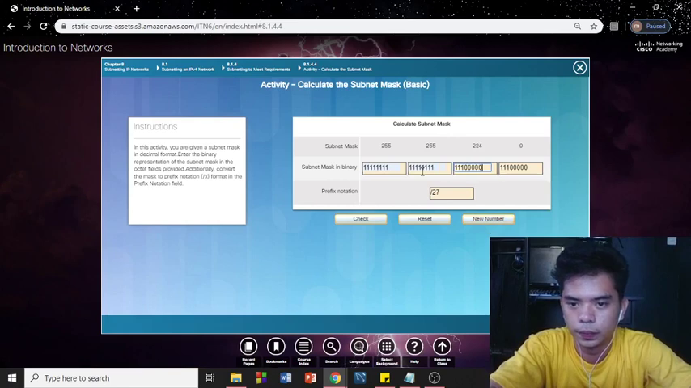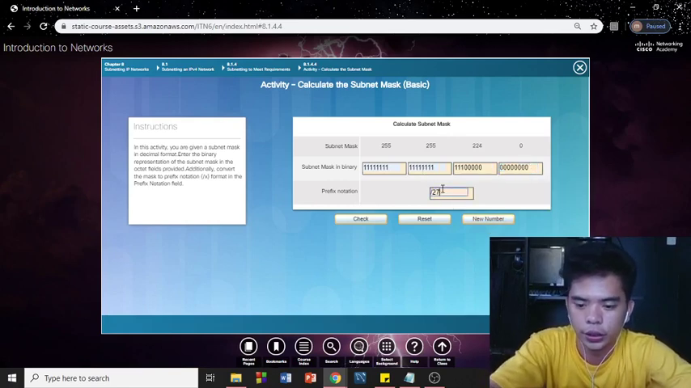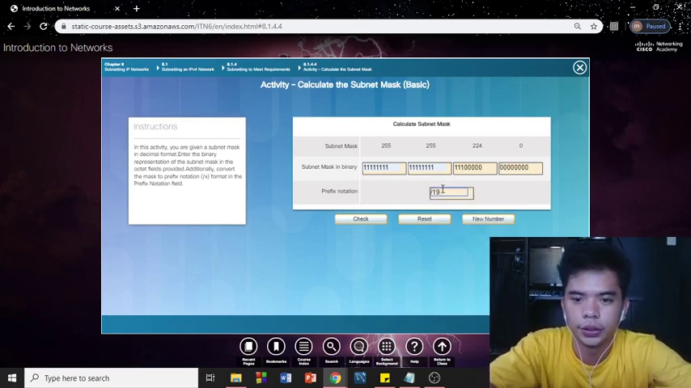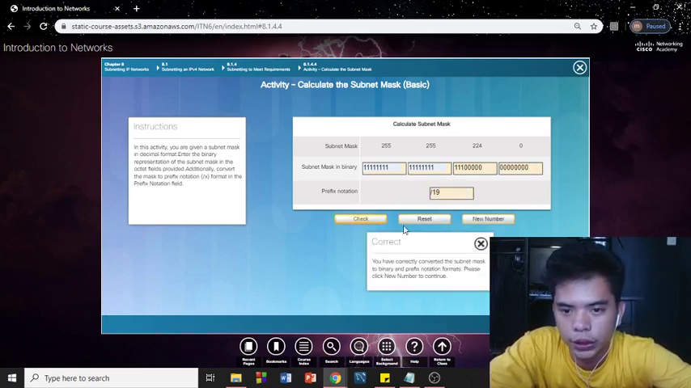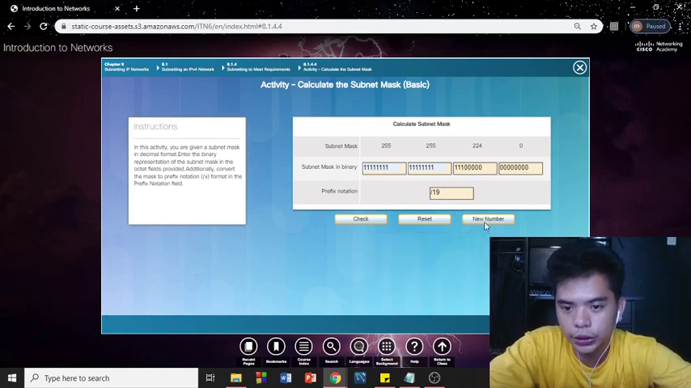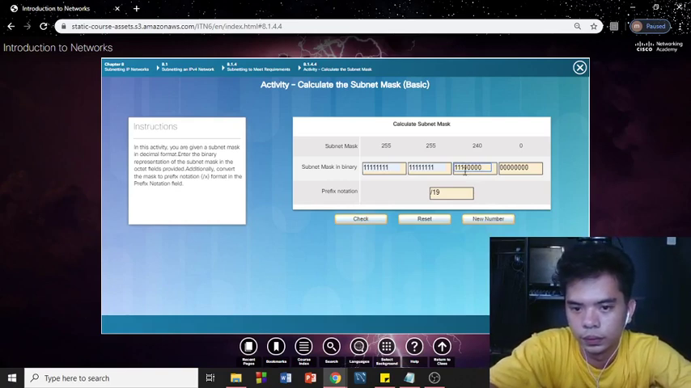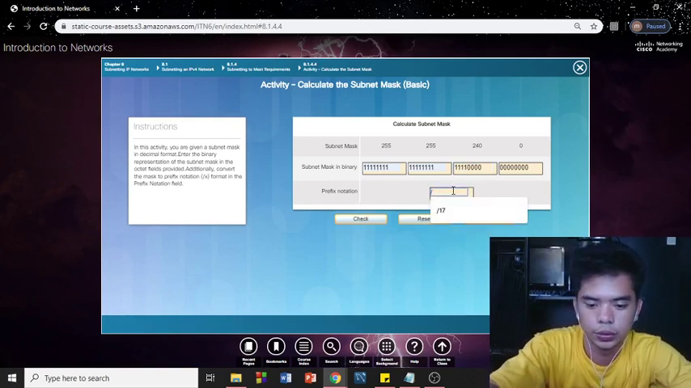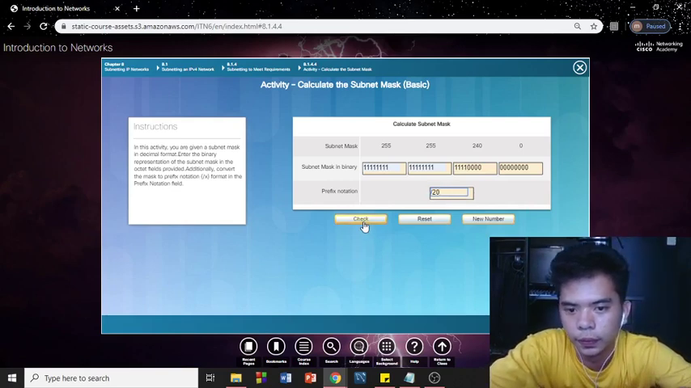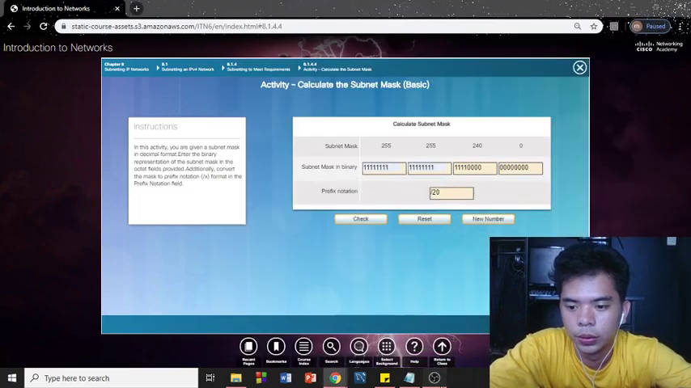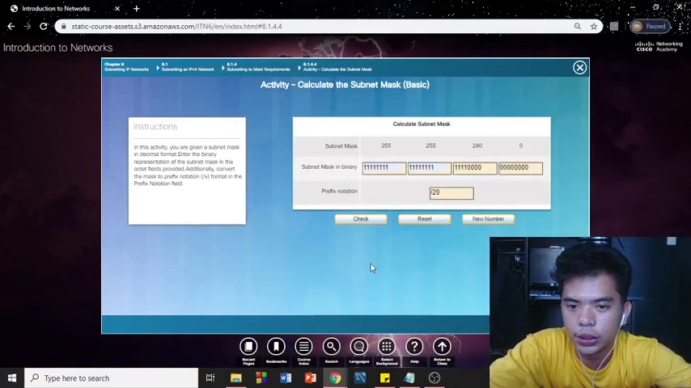All 16, 17, 18, 19, dash 19. It is also correct. Another one, 240. 240 is dash 20. It is correct. So that is another one. We're going to do another one.